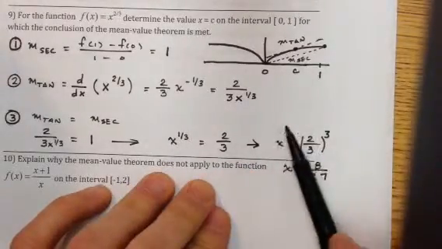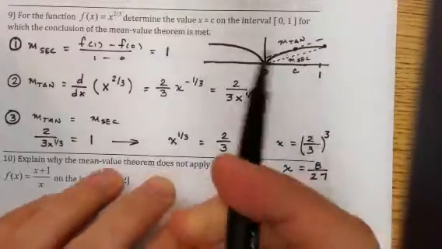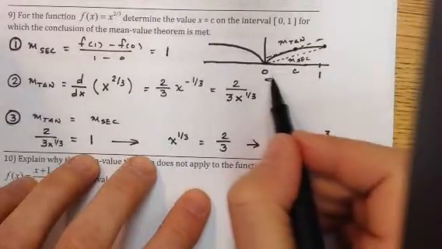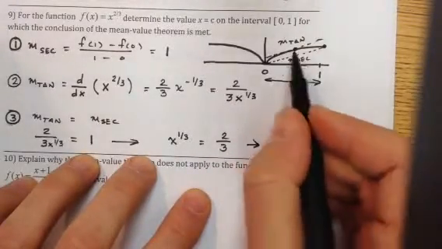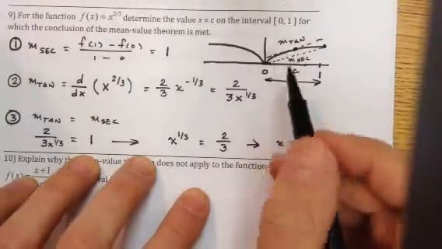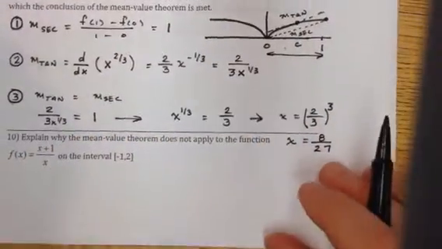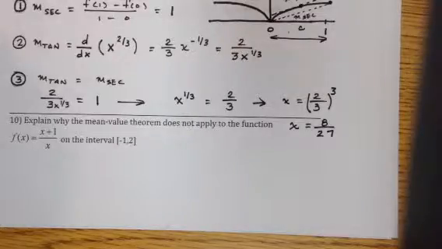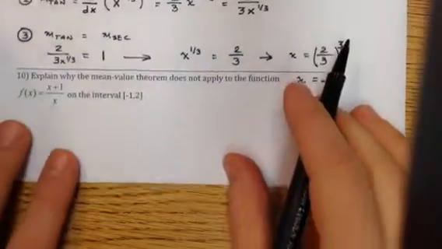Notice that 8 over 27 is on the interval between 0 and 1. Which is exactly what the mean value theorem said has to be true. Take a look at problem 10. This is another problem you should be able to do without a calculator.